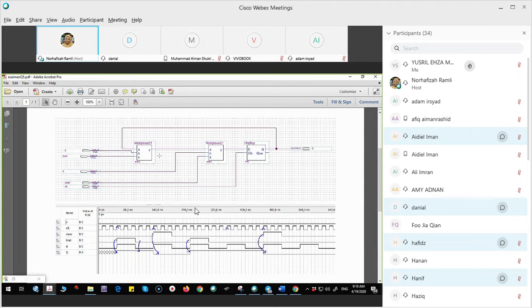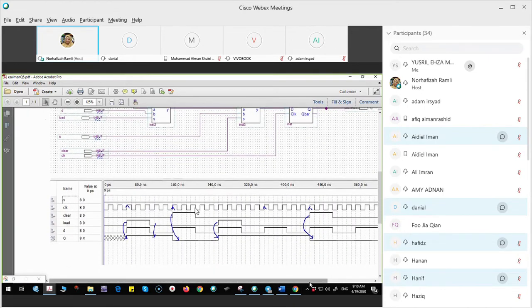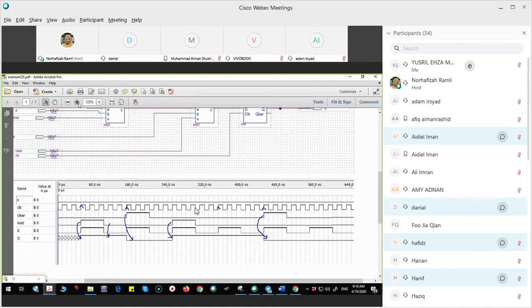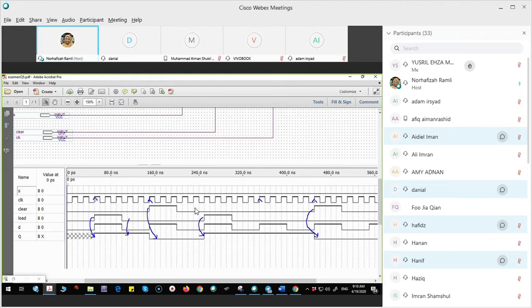So when your input, let me try to enlarge further. When your load, there's too many clocks. You didn't change the grid size. You should choose the grid size. The best thing is to keep your grid size to 50, the smallest. This is too many. Let's see.